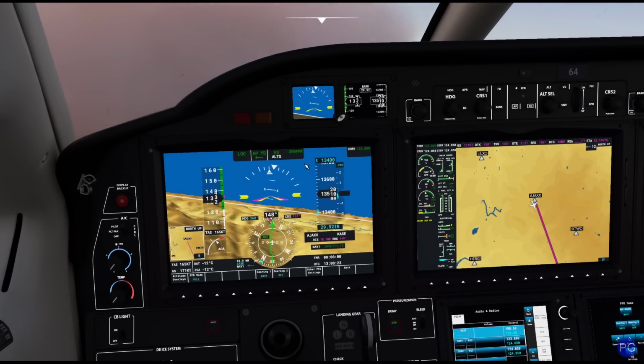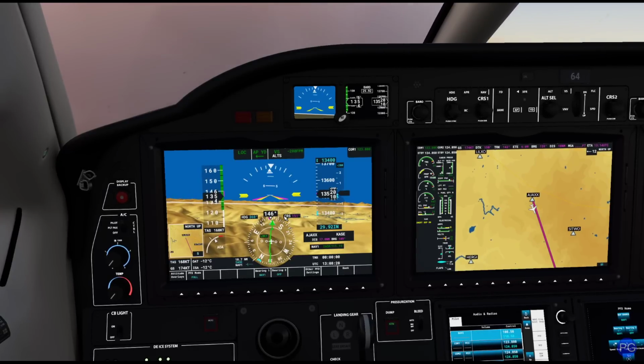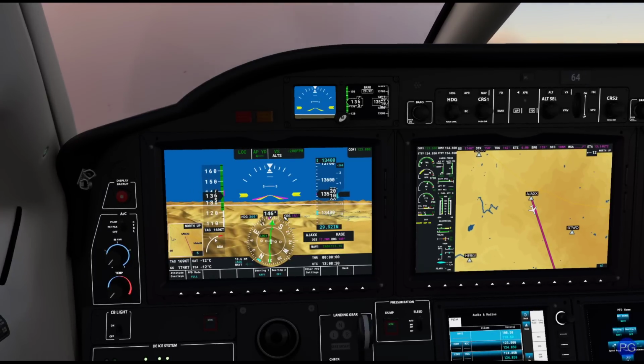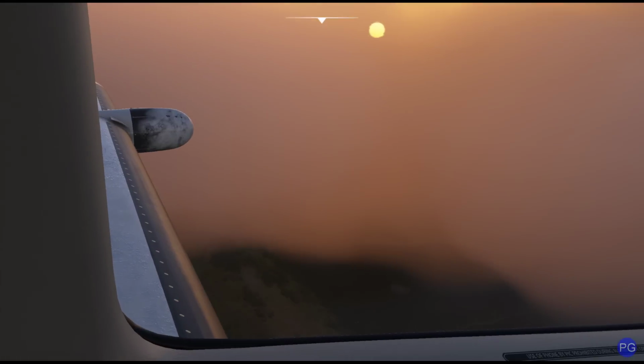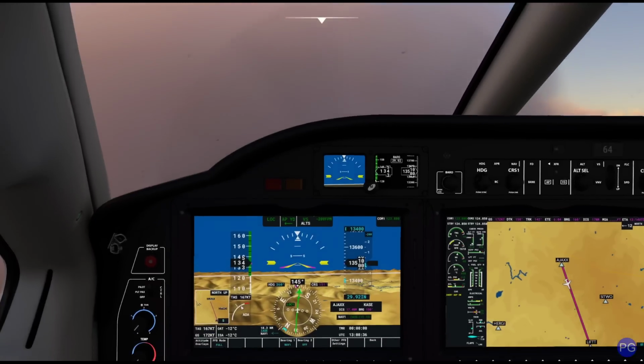So now we're lined up with the localizer. Remember, we're not getting glide slope information here. So what I want to do now is get down to my actual approach speed. How's the icing? Oh, God. Yeah, I knew that was going to be a problem. You can't fly through clouds without getting ice.